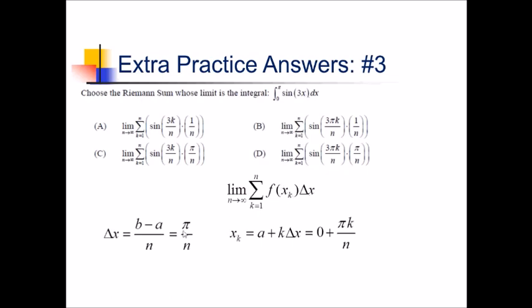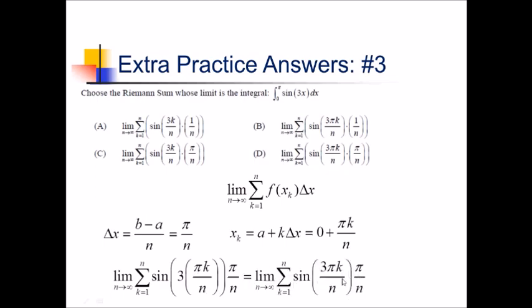So I'm going to have sine of 3 times pi k over n for this f of x k. For the delta x, we've just got pi over n. So all of this stuff here. And then you'll notice that that doesn't match any of the answer choices because they actually multiplied the stuff in here out. So we can actually write this as 3 pi k over n, and then everything else is going to be the same. So looking at my answer choices, the only one that has a 3 pi k over n and a pi over n is choice D.